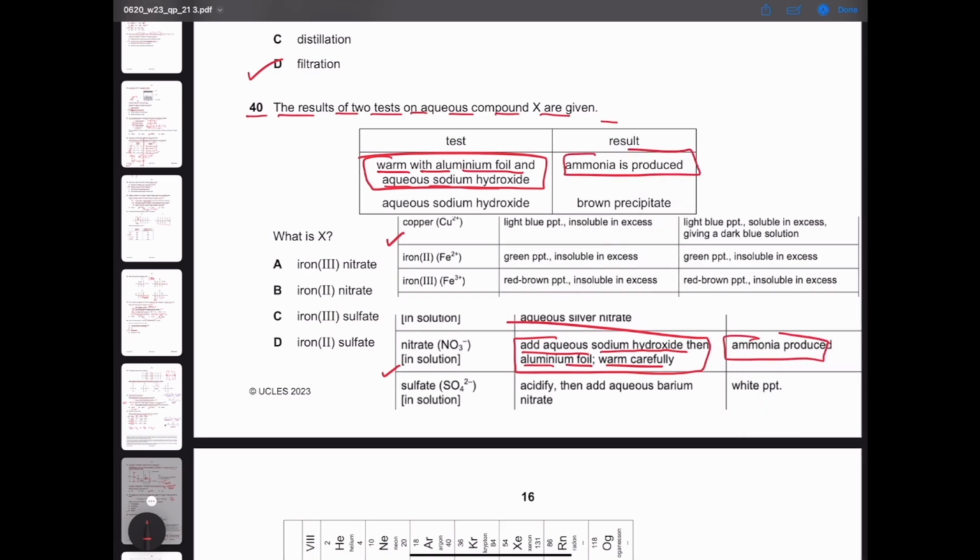Ammonia produced. So what is it telling you? It is telling you that nitrate ion must be present. So if nitrate ion is present, C and D is already out of options, right? Now, aqueous sodium hydroxide and it shows brown precipitate. So in the positive ions, that is the cations, when you add aqueous sodium hydroxide, where is the brown precipitate? Brown precipitate. So the answer should be iron 3 nitrate. Iron 3 nitrate. So the answer should be A.